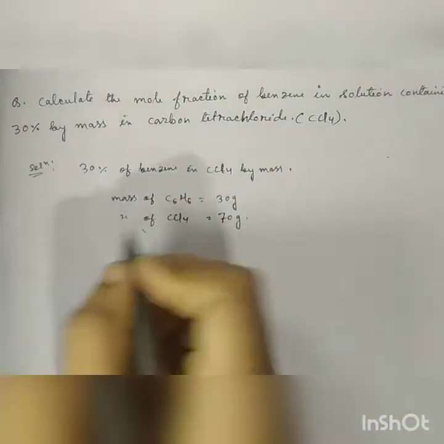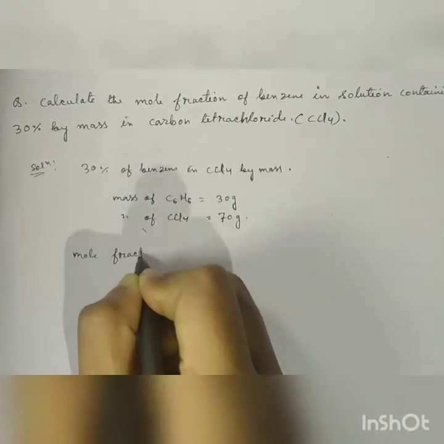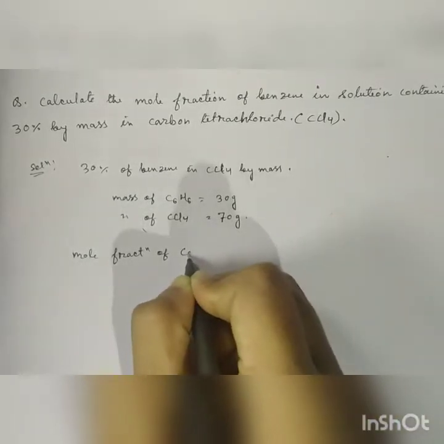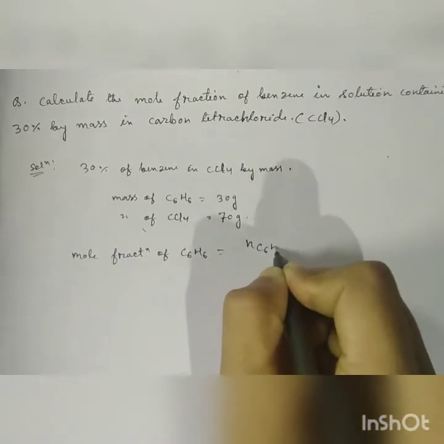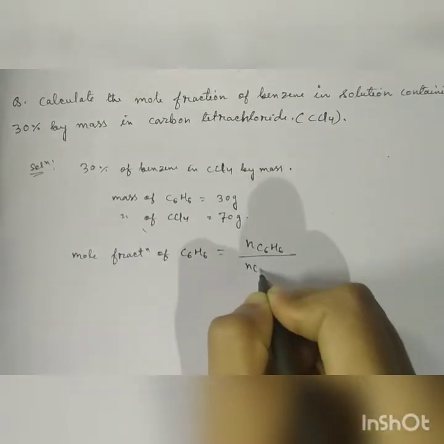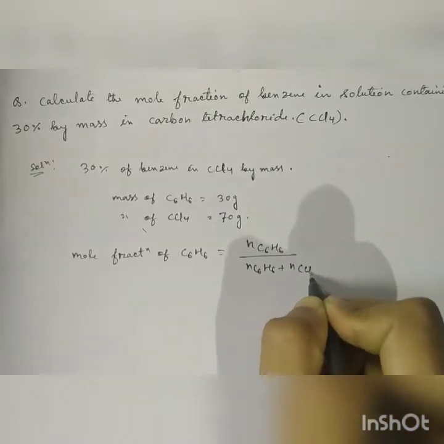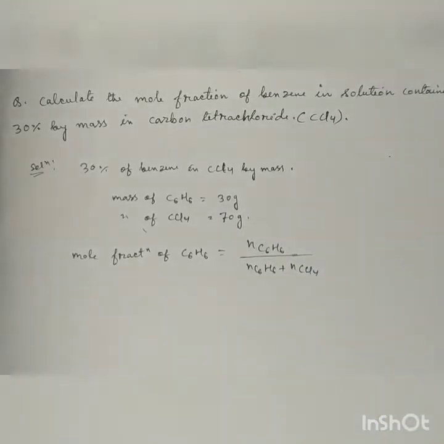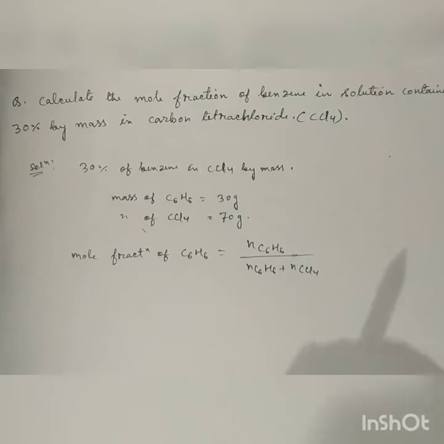Okay, now we have to calculate what? Mole fraction of C6H6, that means benzene. The formula is n(C6H6) divided by n(C6H6) plus n(CCl4). Here n(C6H6) means the number of moles of benzene, and n(CCl4) means the number of moles of carbon tetrachloride.